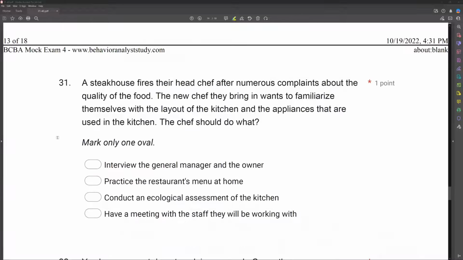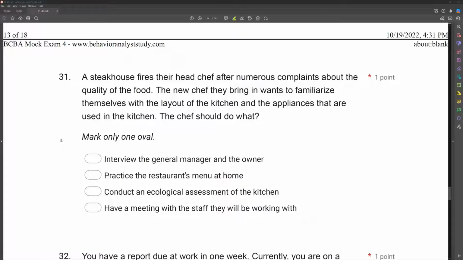31. A steakhouse fires their head chef after numerous complaints about the quality of the food. The new chef they bring in wants to familiarize themselves with the layout of the kitchen and the appliances that are used in the kitchen. The chef should do what?